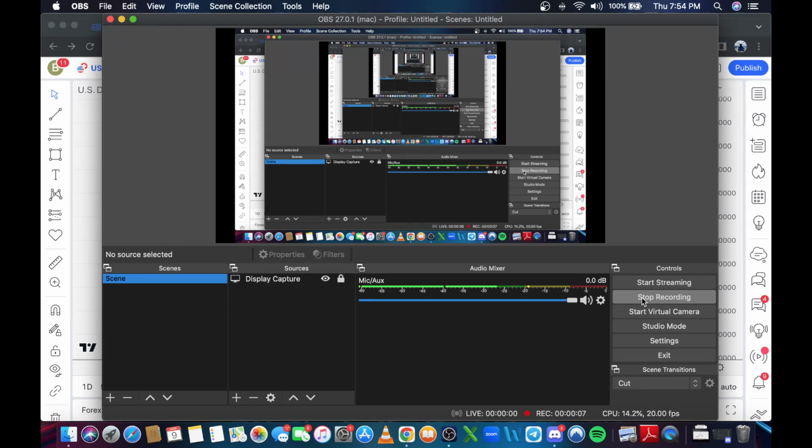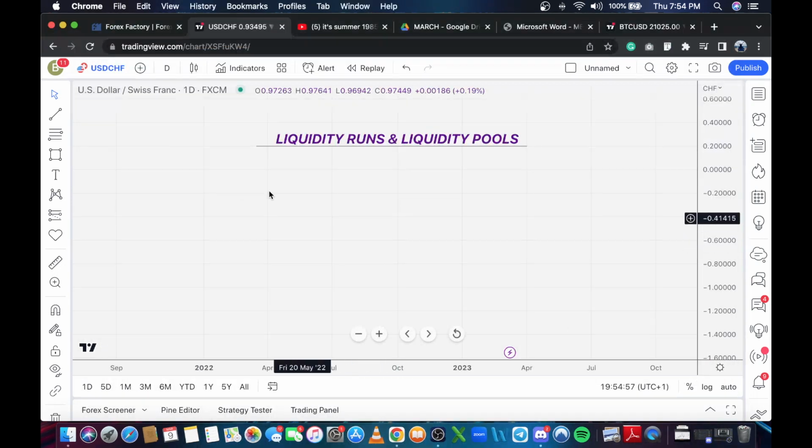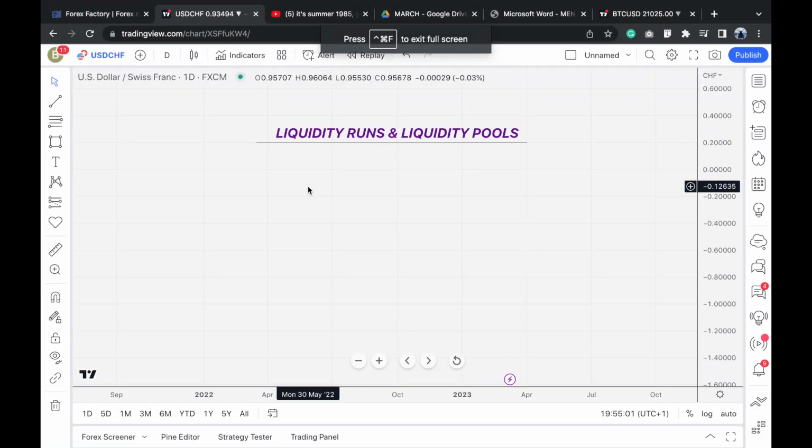This is lesson 7 of the course, module 1 of our course, and we're going to be discussing liquidity pools and also liquidity runs. Before I go into it, as usual, we always start with the concept of liquidity in the market. So now let's define liquidity from an institutional perspective.